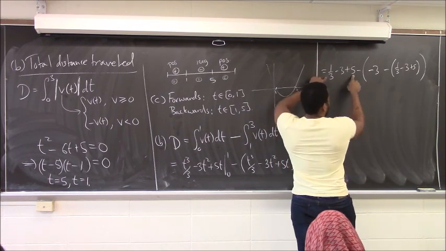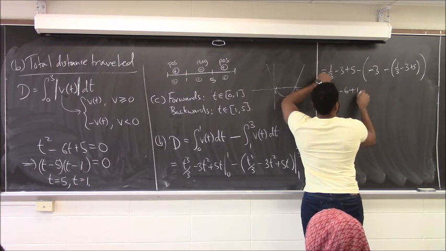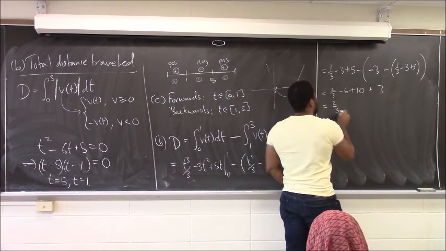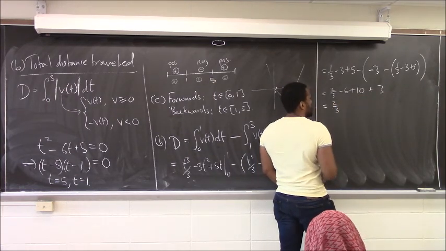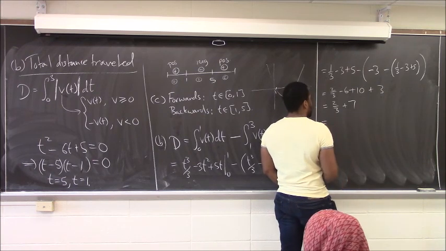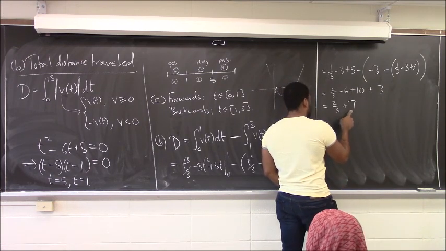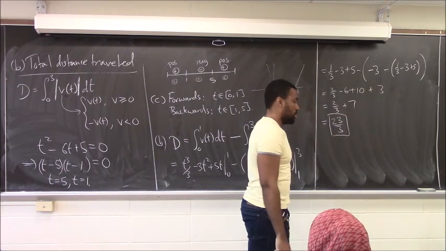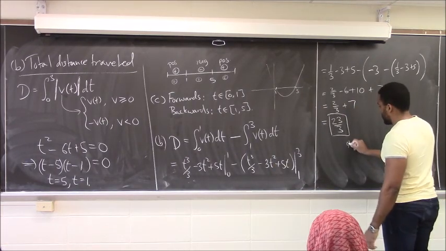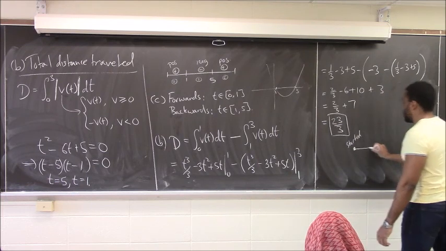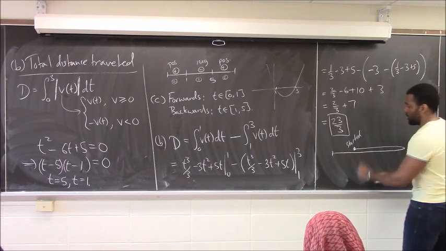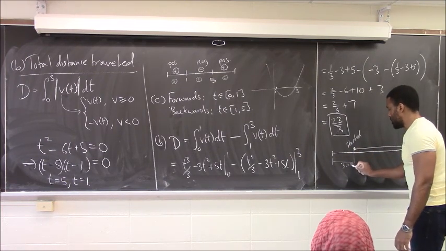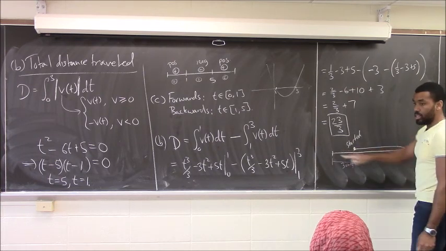Minus this is going to be doubling that, so this is 2/3 minus 6 plus 10 minus plus 3. So this is 13 minus 6, that's 7. So it's 7 and 2/3, which is the total distance traveled. So this thing started at some point. It traveled some distance and then traveled to 3 units behind where it was. So this distance is 3 units. But the total distance traveled was 7 and 2/3 units.